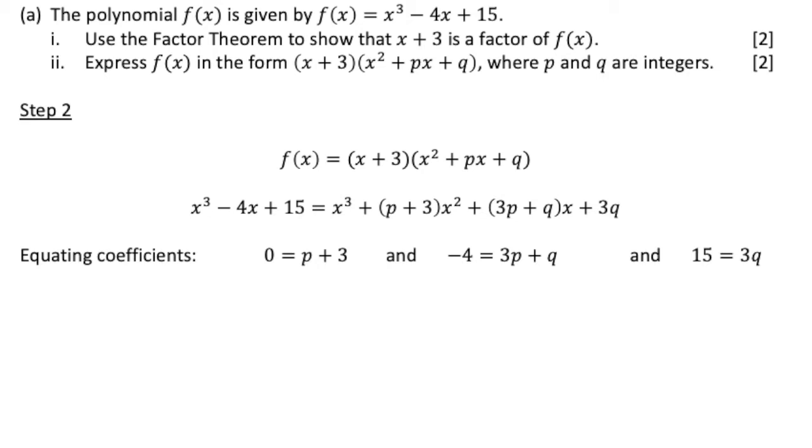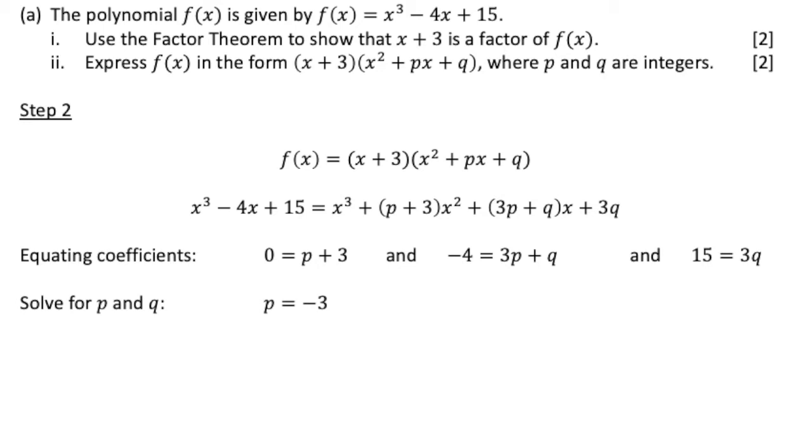Now if you're on the ball you'll think that that's a little bit fishy, and it is in a way, but let's carry on. Let's take those one at a time. The first one, 0 equals p plus 3. I'm sure you're screaming at the screen now because you know what the answer is. That tells me that p must have the value negative 3.